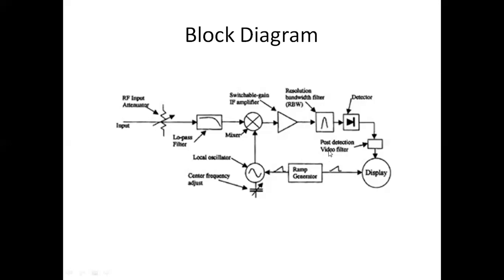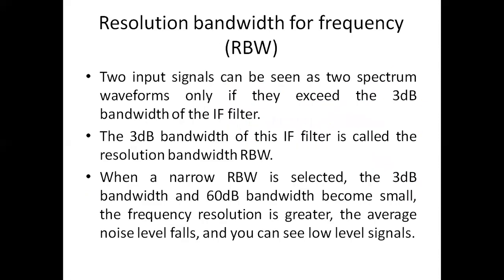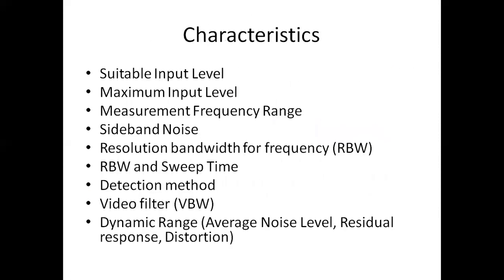Then these signals are sent to the intermediate frequency filter, where the output is detected and the presence of the signal at the analyzer's tuned frequency is determined. So if the input signal exceeds the operating frequency of the analyzer, it won't be displayed. This is how this analyzer works. So we shall see the characteristics of this analyzer.